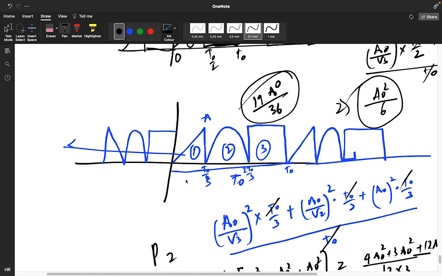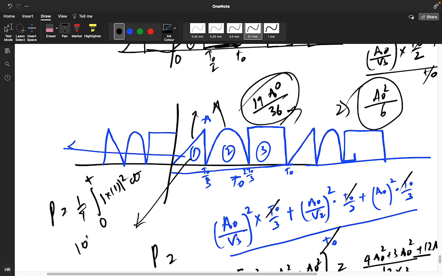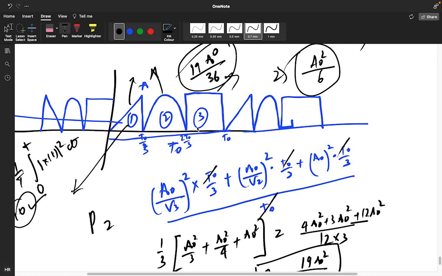If you go with the other method, that is P is equal to 1 by T integral from 0 to T of x of t the whole square dt, you have to do a lot of struggle. First find the equation of this, then of this, then of this. If you do it like this, it will take at least 10 minutes, minimum 5 to 10 minutes. And see this fast calculation: how much does it take? 30 seconds. It does not require more than 30 seconds.